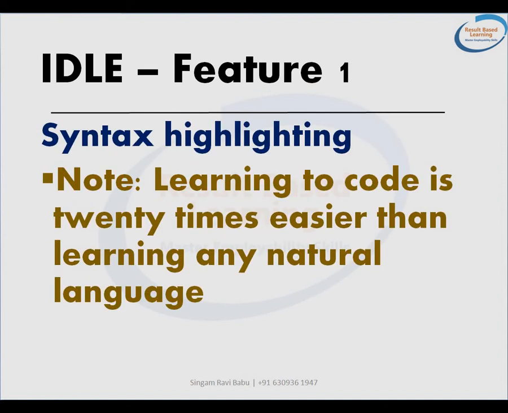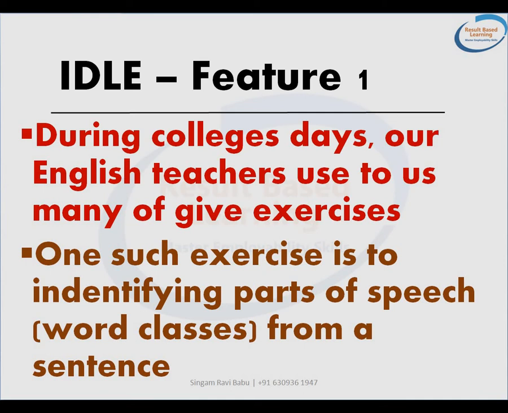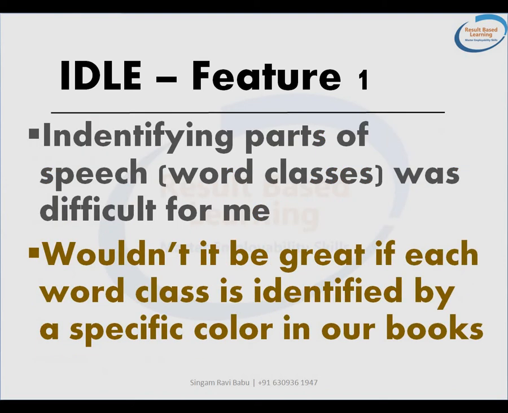Note, learning to code is 20 times easier than learning any natural language like Telugu, Hindi, English. Why am I telling this? During college days, our English teachers used to give us many exercises. One such exercise is to identify parts of speech, that is, word classes from a sentence. Identifying parts of speech or word classes was difficult for me. Wouldn't it be great if each word class is identified by a specific color in our books? But practically that is not possible.